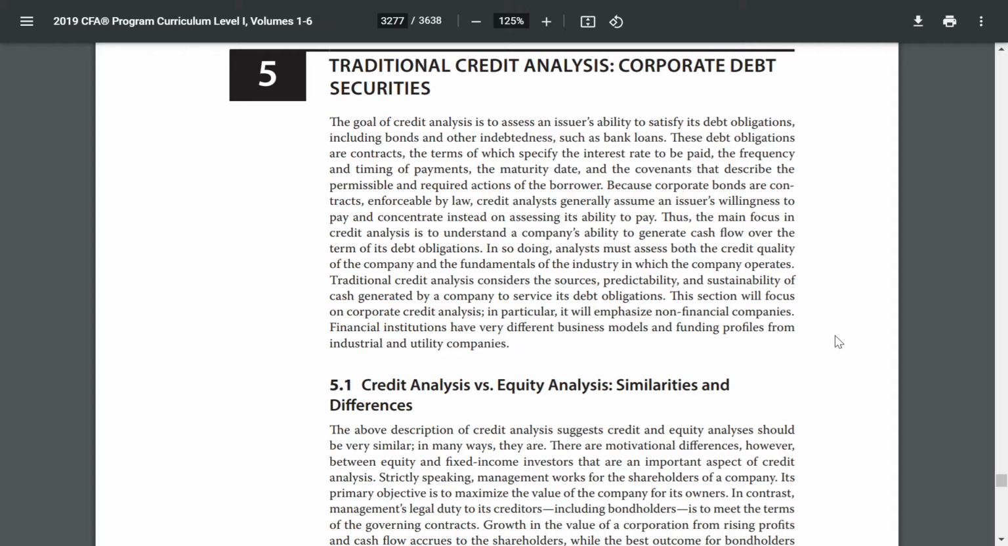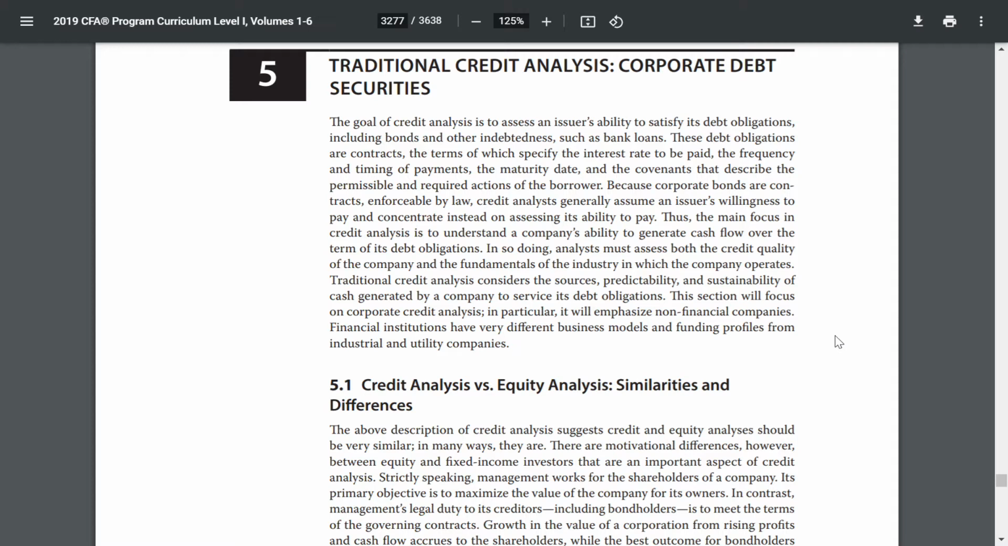Because corporate bonds and contracts are enforceable by law, credit analysts generally assume an issuer's willingness to pay, instead of assessing its ability to pay. Thus, the main focus in credit analysis is to understand the company's ability to generate cash flow over the term of the debt obligations. In doing so, analysts might assess both the credit quality of the company and the fundamentals of the industry in which the company operates.